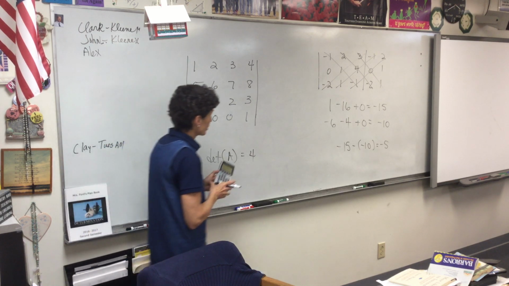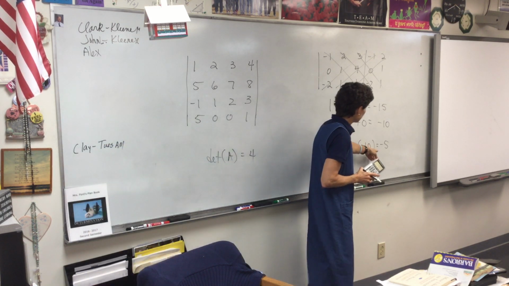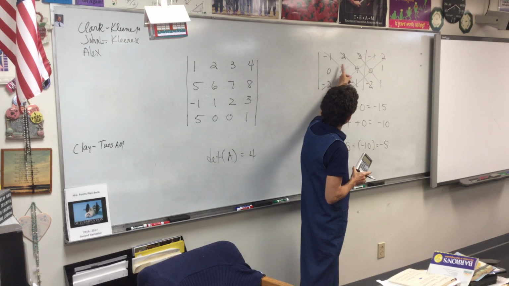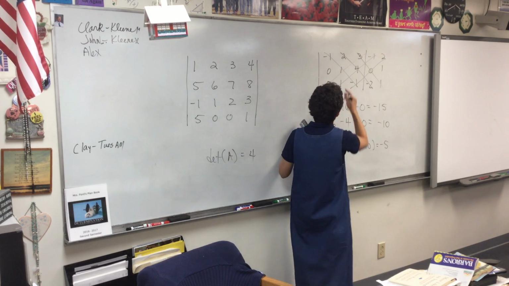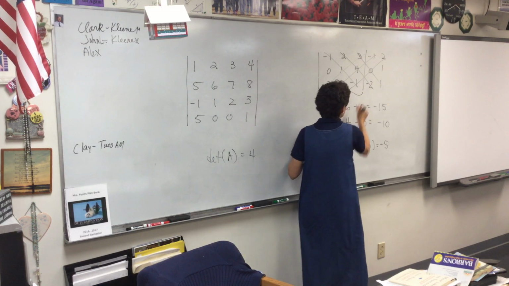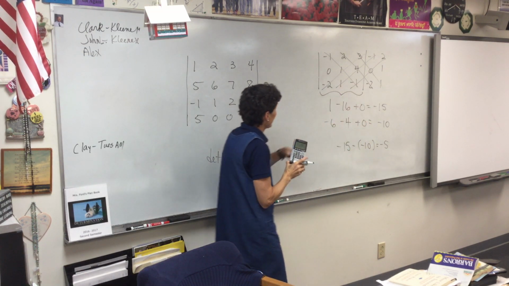Okay, let's check our work for this one. We did this one by hand and we got -5. Let's put it in and see if we get -5 on the calculator. Now, when you put it in, you're only putting in the problem. Don't put in those extra 2 columns.